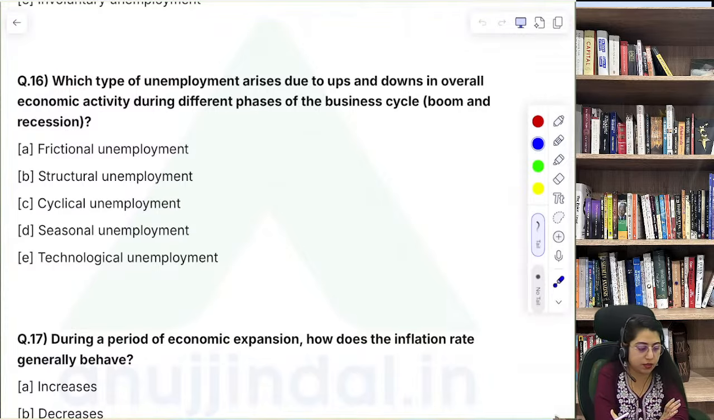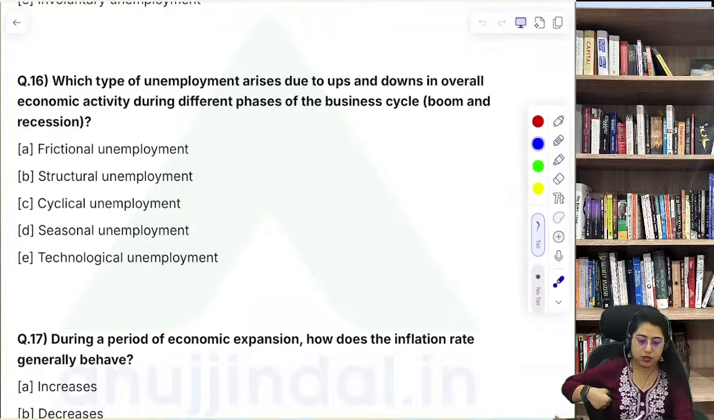Question number 16. No, it's not structural unemployment. The right answer here is the cyclical unemployment. Yes, cyclical unemployment is the right answer.